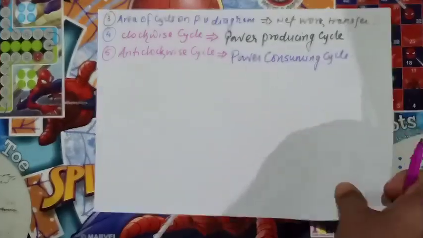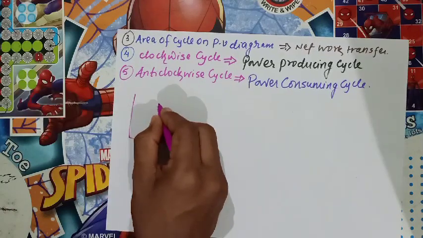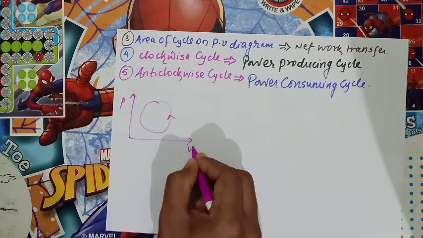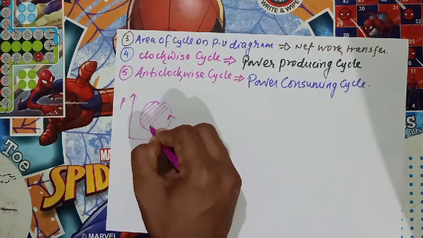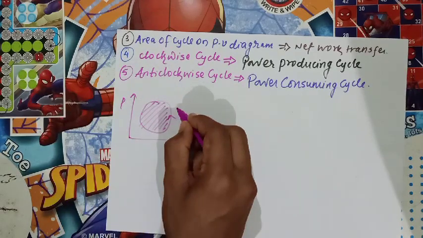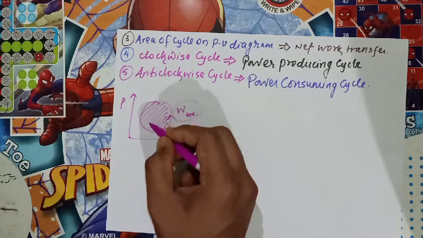Some more note points are about the area under the PV diagram. Suppose there is a cycle on a PV diagram. The area of this cycle on the PV diagram will give you what? Net work transfer. It will give the net work produced by this cycle.